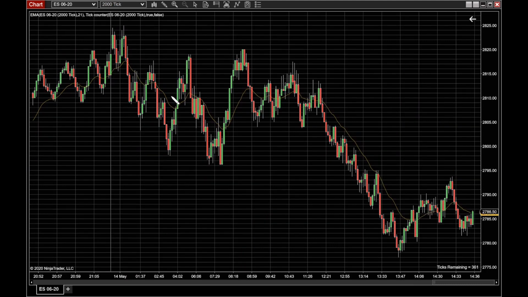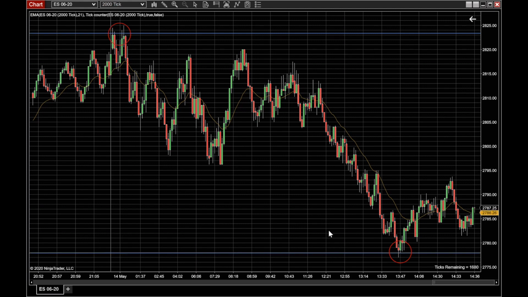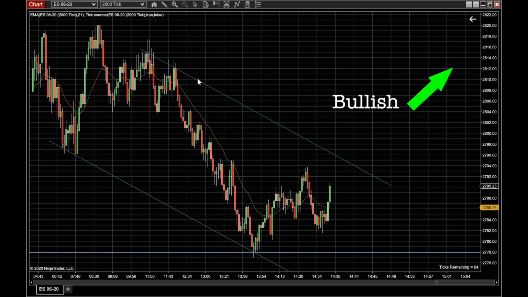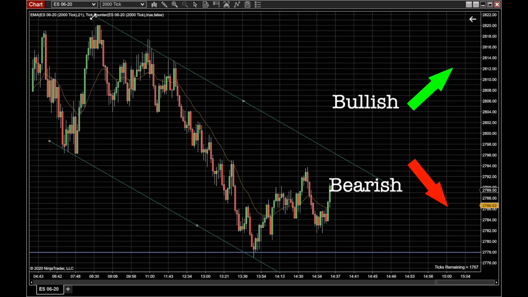So let's begin. This is the 2000 tick chart of the S&P 500 and I start the day by marking the highs and lows of the day. Next, it's important to identify the general trend for the day and draw some trend lines. As I've said in previous episodes, it's always better to trade in the direction of the trend. For example, if it's a bullish trend, then go long. If it's a bearish trend, then go short.